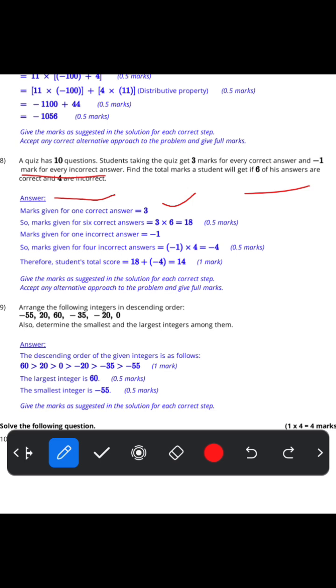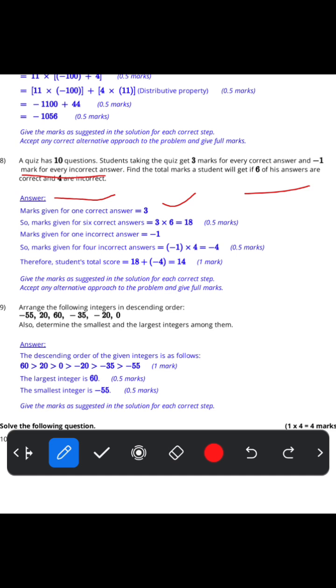So marks given for 6 correct answers. Correct answers are 6, 6 threes are 18. Means if one correct answer is there, then 3 marks. Like this, if 6 correct answers, they will get 6 threes are 18 marks. And marks given for one incorrect answer: if one is incorrect, then for that it is -1. So marks given for 4 incorrect answers. The 4 questions are incorrect. So 4 ones are 4 and with the negative sign, the answer is -4.